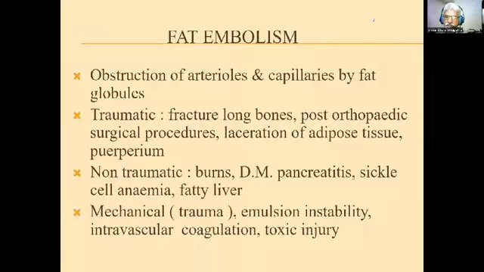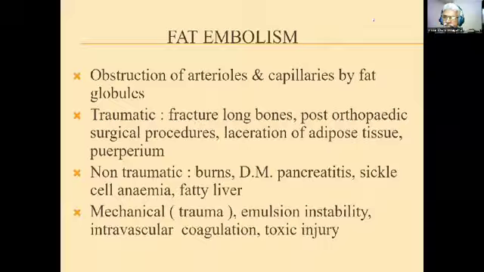Fat embolism. Obstruction of arterioles and capillaries by fat globules. The examples are traumatic. The typical most common cause is fracture of the long bones or post-orthopedic surgical procedures, laceration of adipose tissue, postpartum. Non-traumatic causes include burns, diabetes mellitus, pancreatitis, sickle cell anemia, fatty liver.